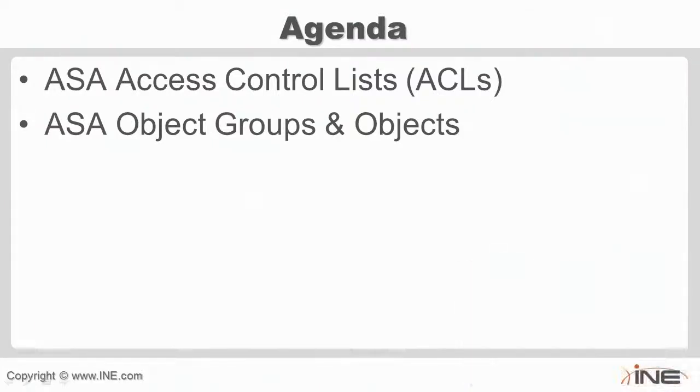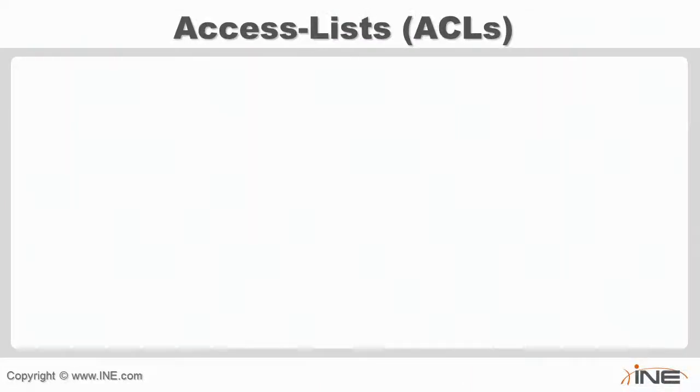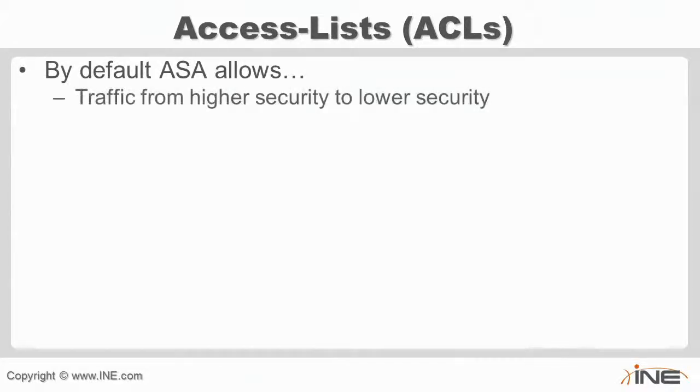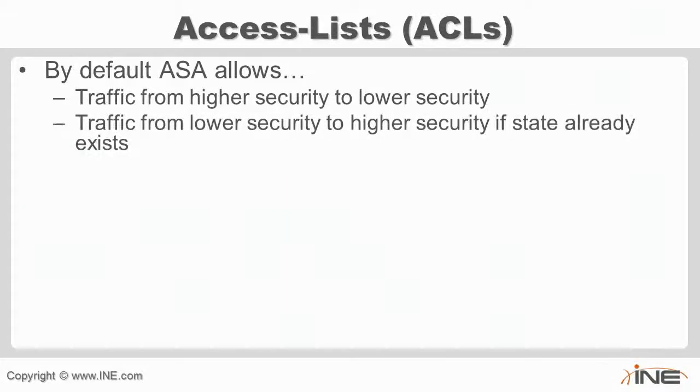And up to this point, we talked about the general filtering logic of how the ASA works as a stateful firewall, and that traffic by default is going to be allowed from higher security level interfaces to lower security, where typically our inside interface would be a security level of 100, outside would be 0. Then traffic is going to come back from the lower security to the higher security if the state already exists.